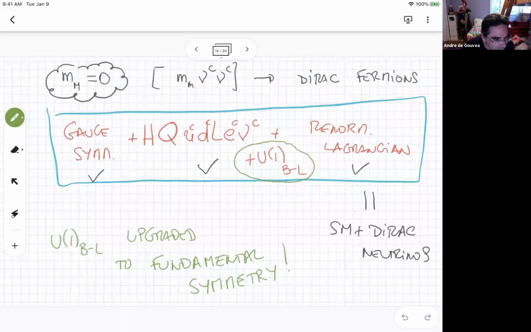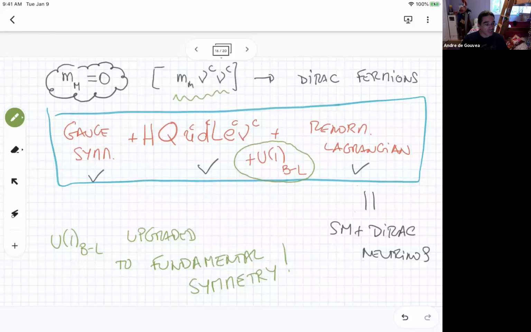Any term with D less than 4 is also renormalizable. Yes, it is. If D means the mass dimension of the operator, that's correct. So that's why this is allowed. This is a dimension 3 operator, and that's renormalizable. It's not a marginal operator, but it's renormalizable.